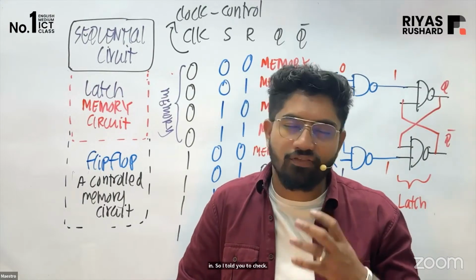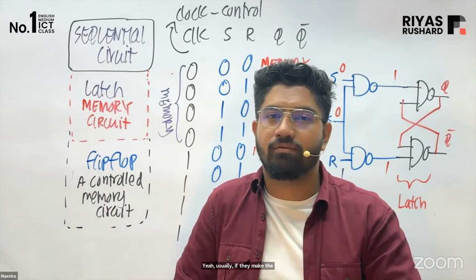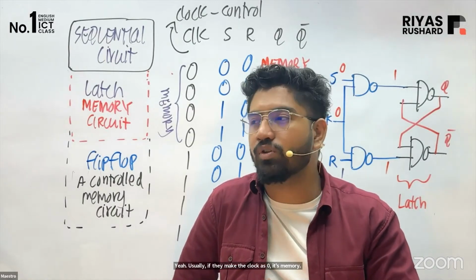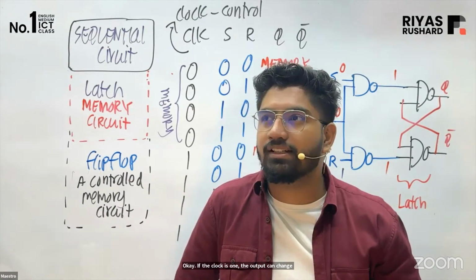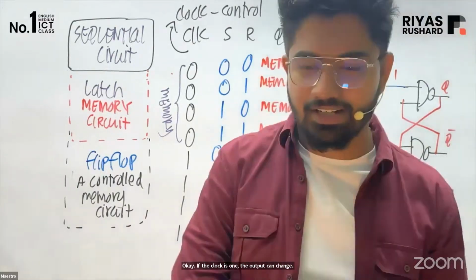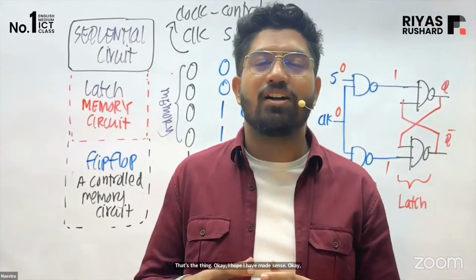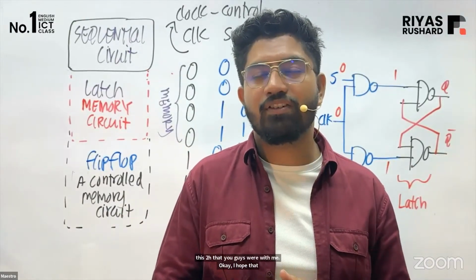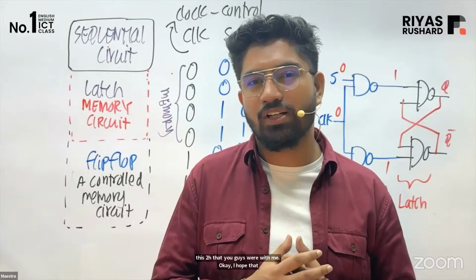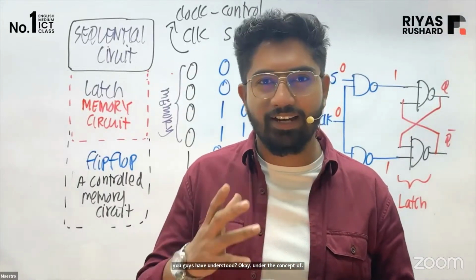Usually if they make the clock zero, it's memory. If the clock is one, the output can change. That's the thing. I hope I have made sense. These 2 hours that you guys were with me, I hope you have understood the concept of combinational gates and sequential gates. It took around 2 hours.